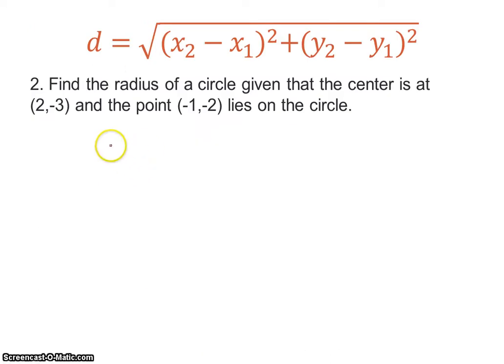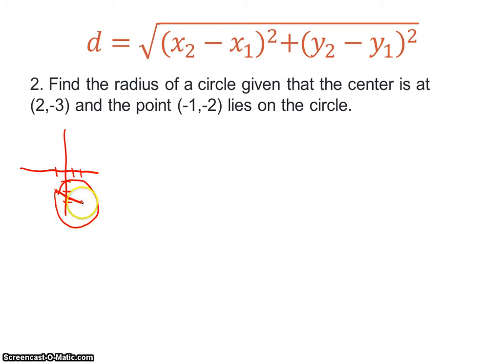Let's try another one. We've got the radius of a circle, given that the center is at 2, negative 3, and the point negative 1, negative 2 lies on the circle. So if we look at our graph, we have our center at 2, negative 3. So there's the middle of our circle. And we know that the point negative 1, negative 2 lies on our circle. So our circle is going to look something like that, even though it's a terrible circle. And we know our radius connects the center to that outer point.